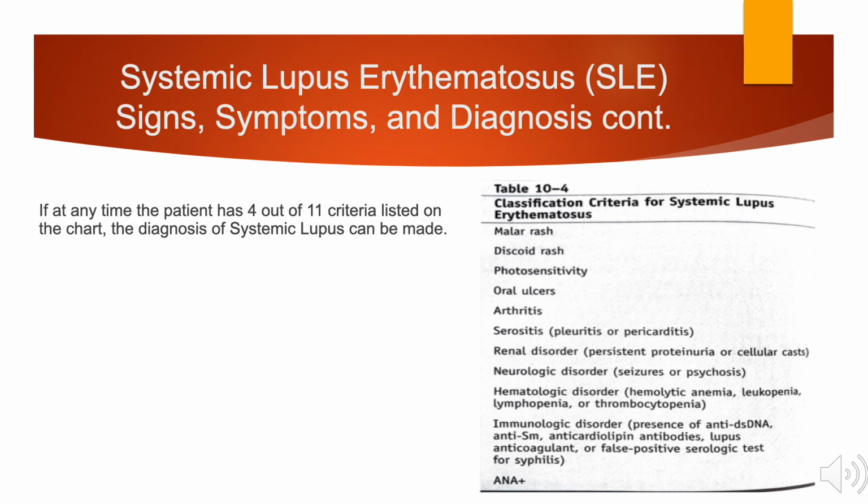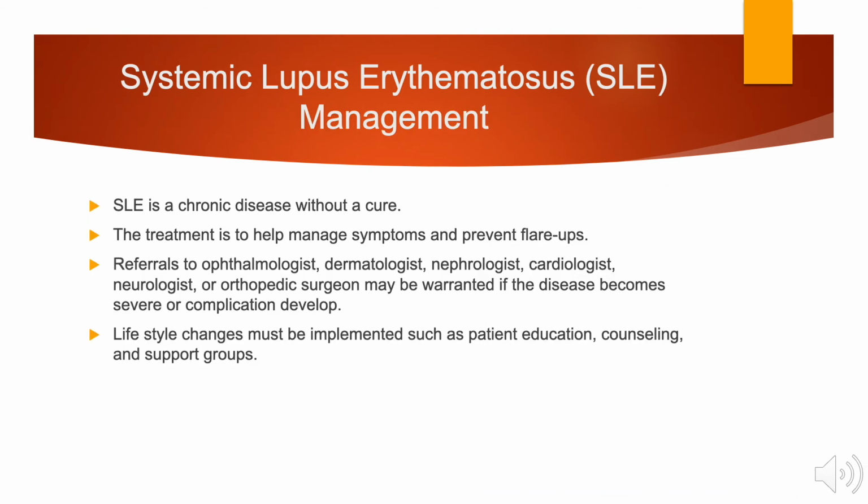This chart lists the criteria to help understand the signs, symptoms, and diagnosis of SLE. Malar rash, discoid rash, photosensitivity, oral ulcers, arthritis, renal failure, the list continues. If at any time the patient has 4 out of 11 from the criteria list, the diagnosis of SLE can be made. Managing SLE. Since SLE is a chronic disease without a cure, the treatment is to help manage symptoms and prevent flare-ups.